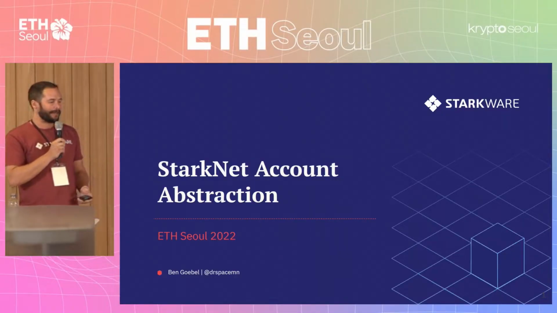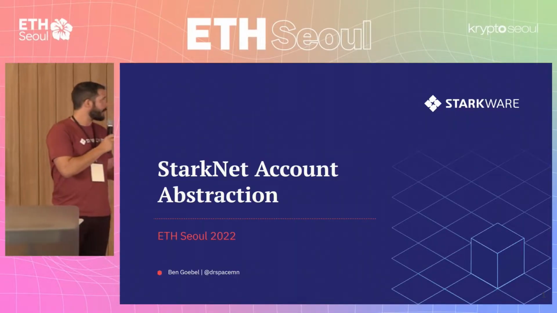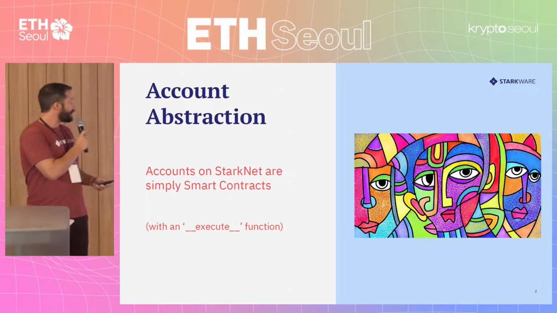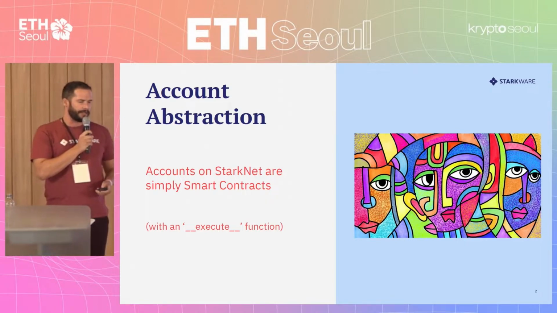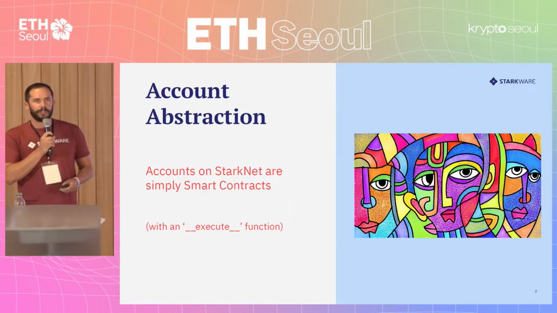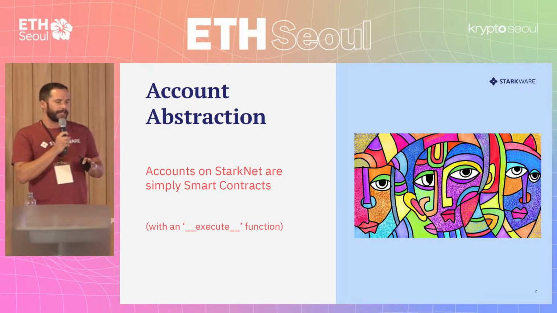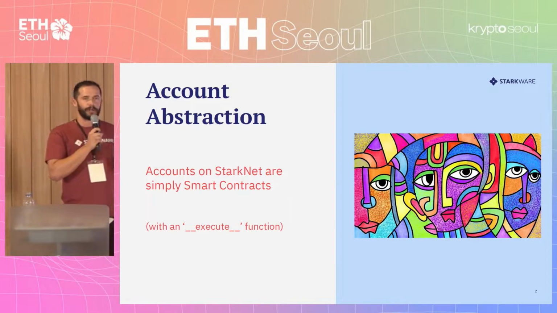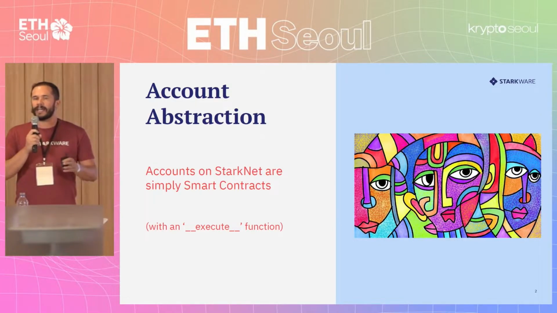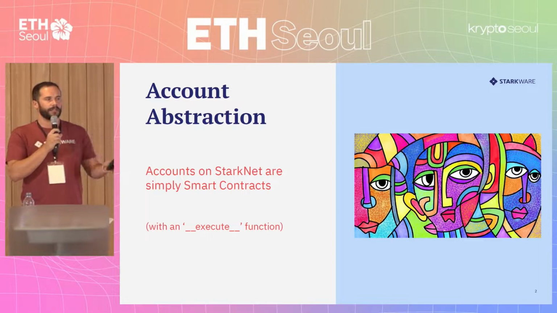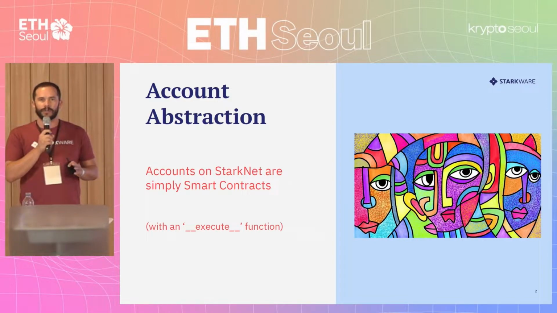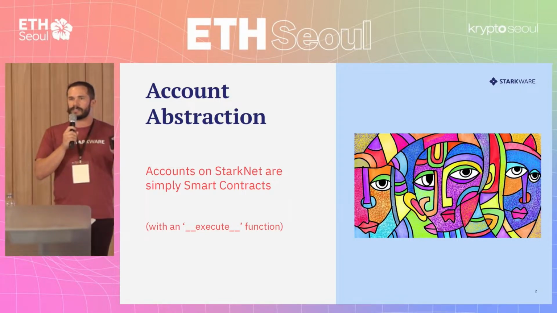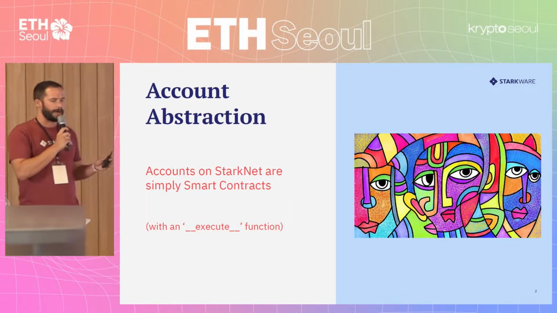I'm Ben from Starkware, and today I'm going to be talking about StarkNet Account Abstraction. Okay, so account abstraction on StarkNet. There's some caveats here, but for the most part, accounts on StarkNet are just smart contracts. So the more we dig in today, and like Erica said, we're going to get a little technical, and it is going to be a little bit of a workshop. But for the most part, accounts on StarkNet are simply smart contracts. So that's the model I want you to have in your head as we go through this talk.